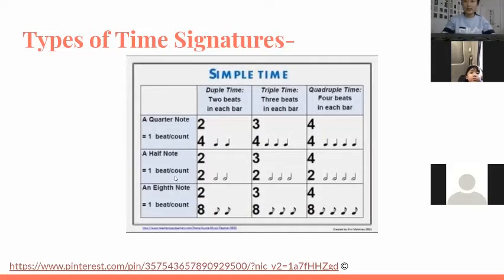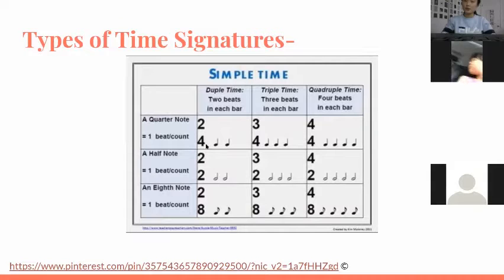For now, let's just look at the ones on top. Okay, so the ones that say 2/4 time, 3/4 time, and 4/4 time. If you look next to the numbers, there are quarter notes marked. So these tell you how many quarter notes are in each measure when there's this specific marking.